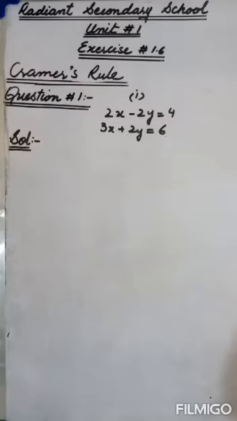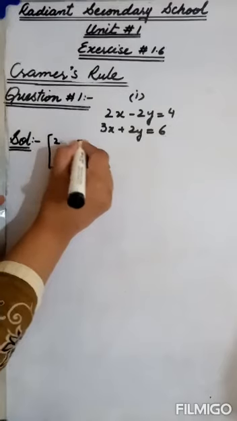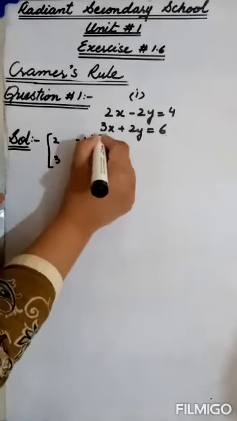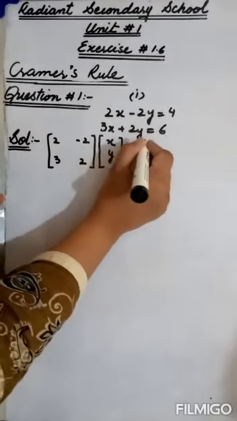And I have told you the first step of both methods is to convert the equations into matrix form. So what will be the matrix form? Same as we have done before: first the matrix of coefficients, then the matrix of variables is equal to the matrix of constants.